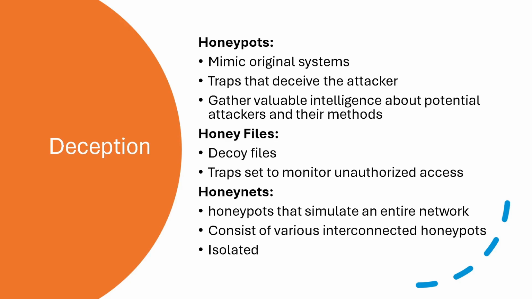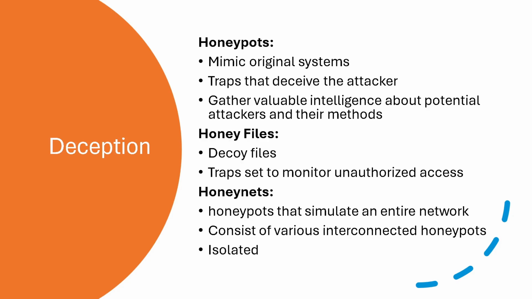Deception. Honeypots. Honeypots and related technologies are crucial tools in cybersecurity designed to detect, deflect, and study unauthorized use of information systems. By setting up traps that mimic legitimate systems, security professionals can gather valuable intelligence about potential attackers and their methods. Honey files. Honey files are decoy files placed strategically within a network or endpoint to attract potential attackers. These files appear to contain valuable information but are actually traps set up to monitor unauthorized access.